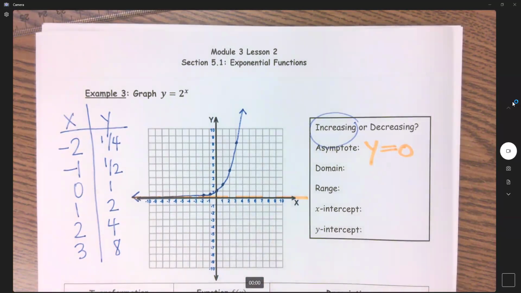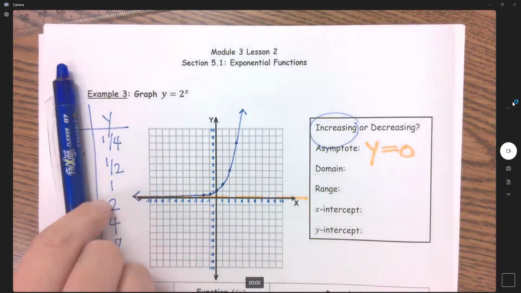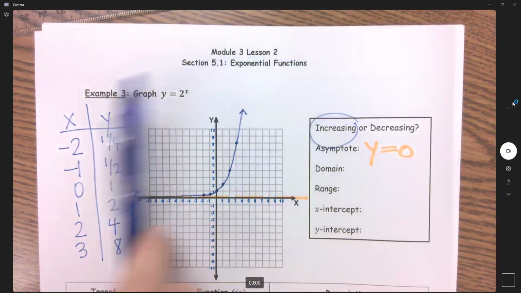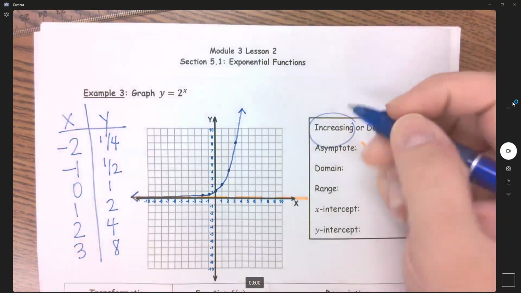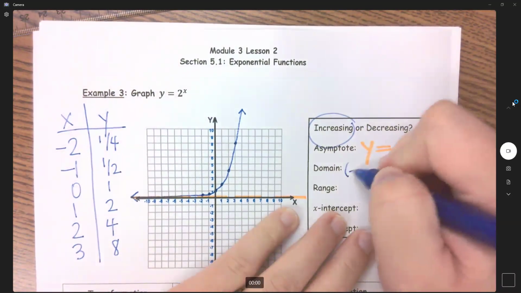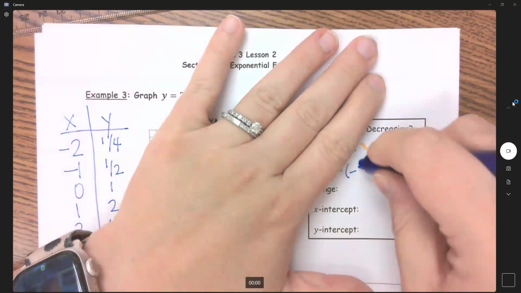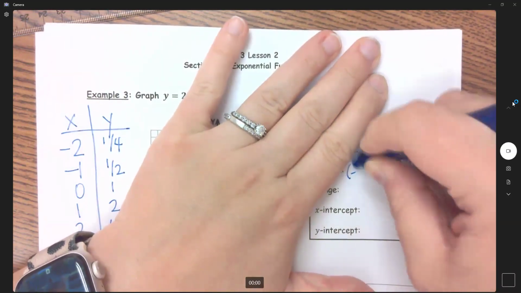We barely talk about asymptotes. We only talk about asymptotes really with exponentials, and then eventually we're going to get to logarithmic functions and graphs in this module. But essentially what an asymptote is, is what this graph is approaching but never touching. So when I go over my domain, it is from left to right. So we go arrow to arrow. So my domain is all real numbers, or negative infinity.